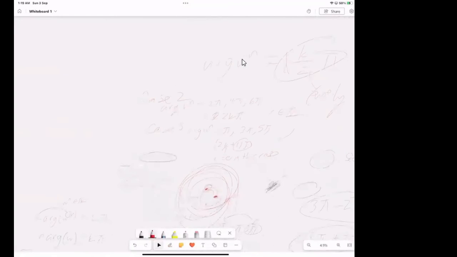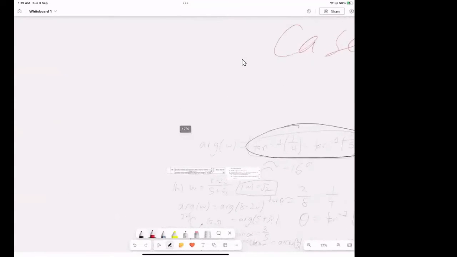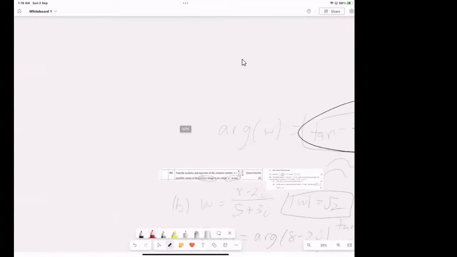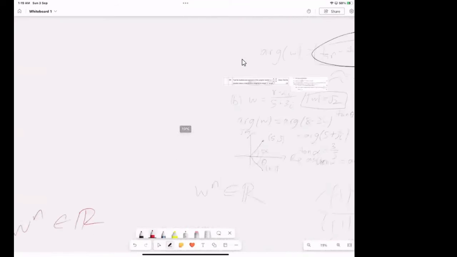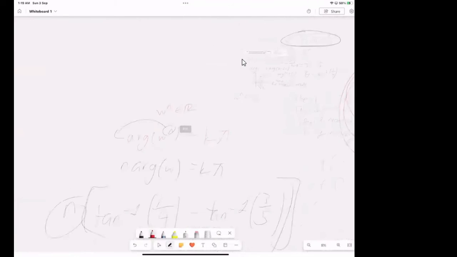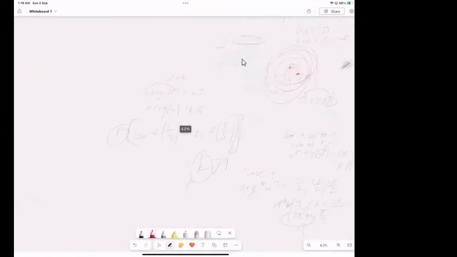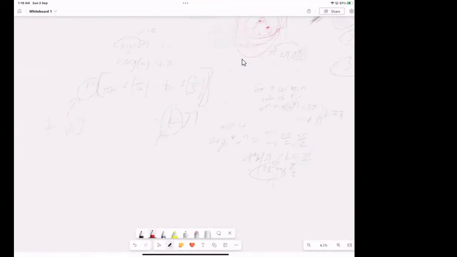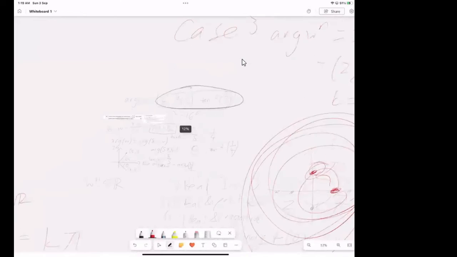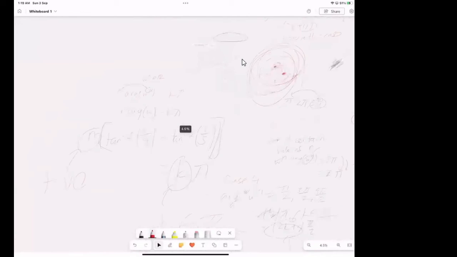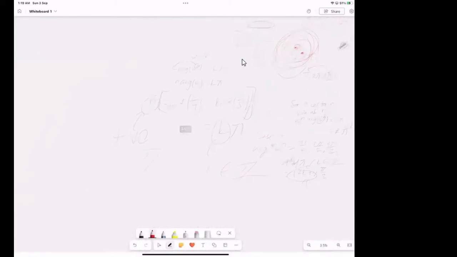Let me just look at the question again. So we want n to be a positive integer for which w power n is real. So you must take note firstly that this must be positive, and then this must be an integer also. Did they say integer? Okay, integer also. So positive integer. So the catch comes here.